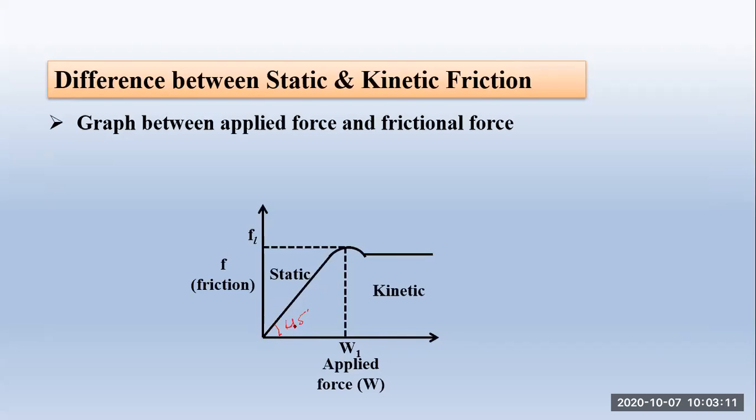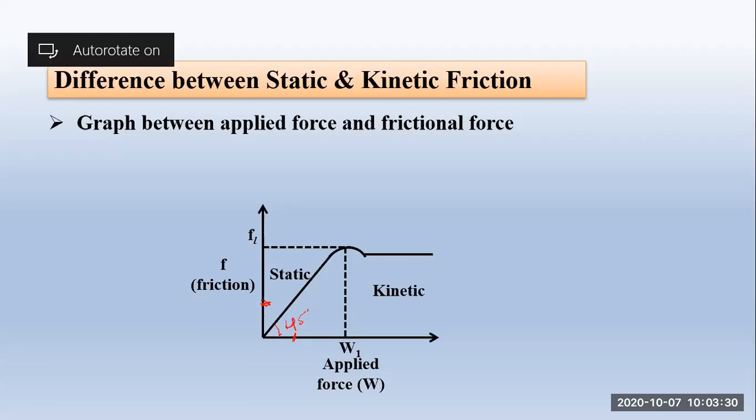Why 45? Because these two quantities are the same. So they will increase like this. They have the same value. If it is 1 Newton here, here it will be 1 Newton. If you have applied force 1 Newton, then the friction force will also be 1 Newton. Okay. So these two will keep on increasing like that.